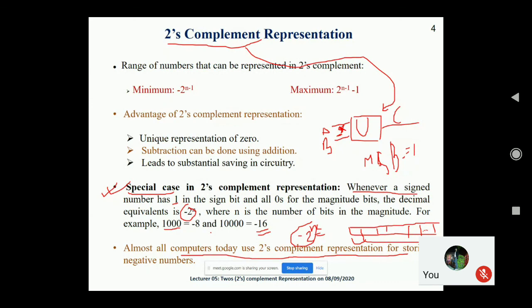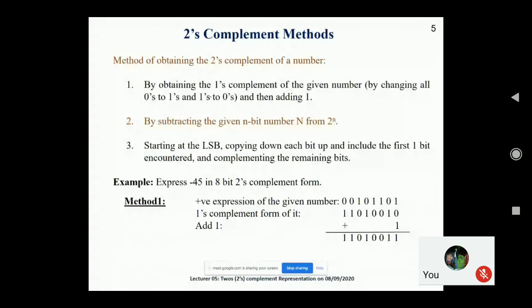Okay, so next, see here, when we are using the 2's complement form, there are different methods we are using. If anyone has a doubt, please ask me, don't hesitate. Otherwise, your concept is not clear. Please stop me and ask me. Are you getting my point? Yes, sir.